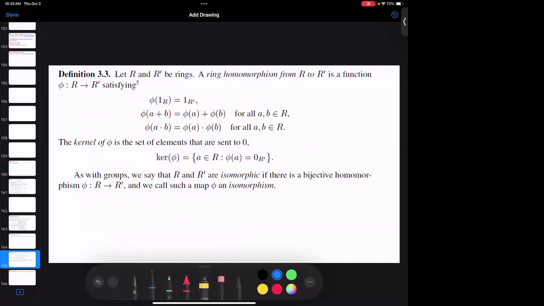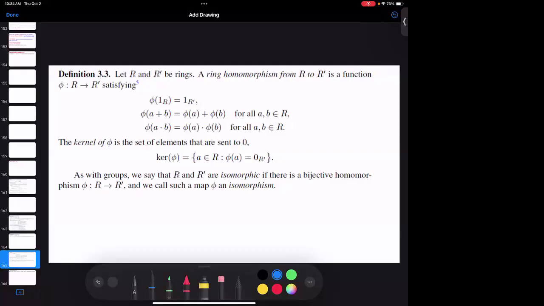So a lot of what we're going to do now is take what we've done for groups and try to generalize it to rings. So if we have two rings R and R prime, a ring homomorphism from R to R prime is a function phi satisfying the following properties. Phi of the additive identity of R is the additive identity in R prime. This is where it's useful to now include subscripts of what ring we are talking about. If I write just 1, it's not necessarily clear, am I talking about 1 in the ring R or 1 in the ring R prime? Phi of A plus B is phi of A plus phi of B. Phi of A times B is phi of A times phi of B.